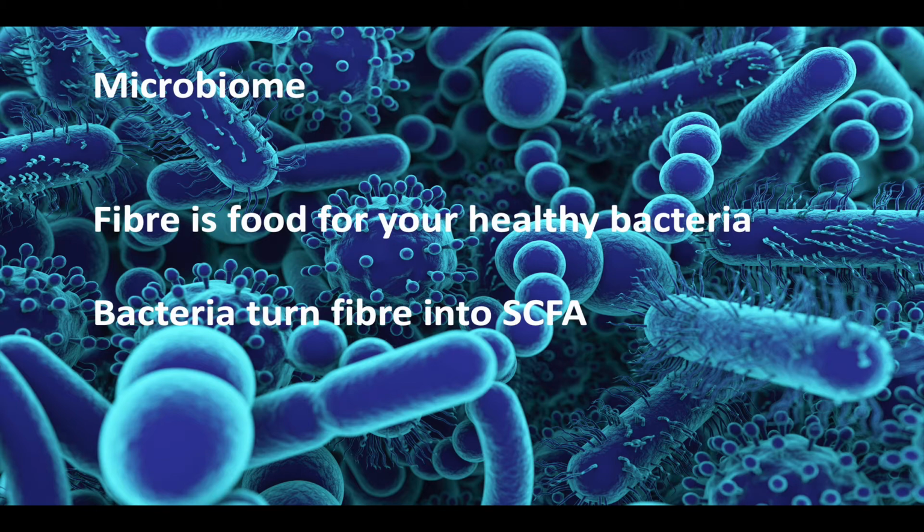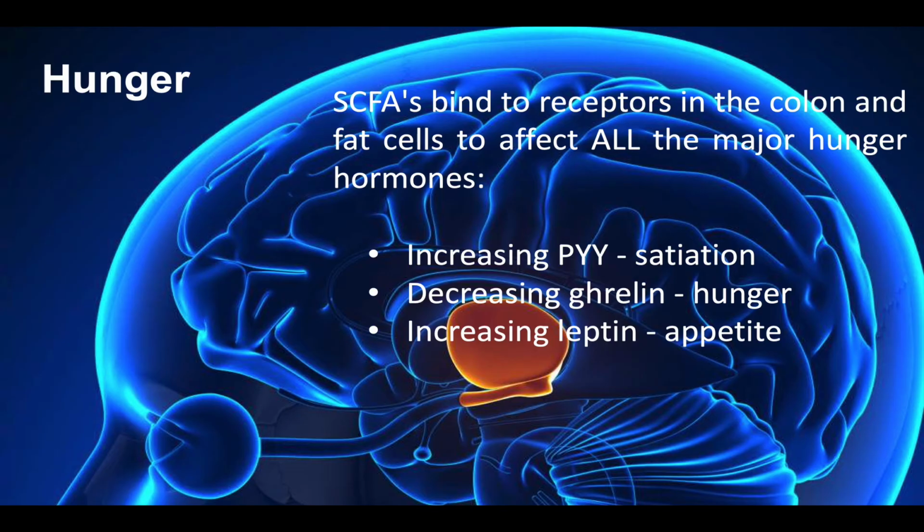So these short-chain fatty acids and the effect on the body are really quite miraculous. If we're eating enough fiber and we've got good bacteria in our gut, that is going to lead to these short-chain fatty acids circulating. And the short-chain fatty acids actually bind to receptors in the colon and fat cells, and I should also say bind to the receptors in the brain, and affect all of the major hunger hormones. So short-chain fatty acids will increase PYY. This is the satiation hormone. This is the hormone that, after you eat, sends a signal to the brain, hey, we're done.